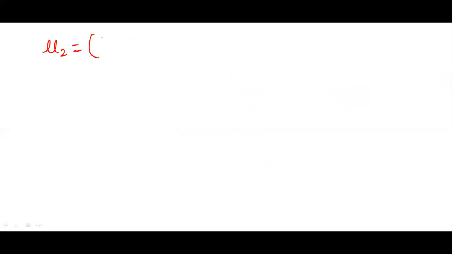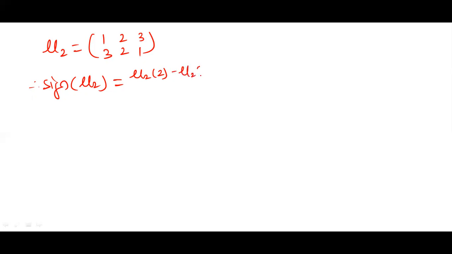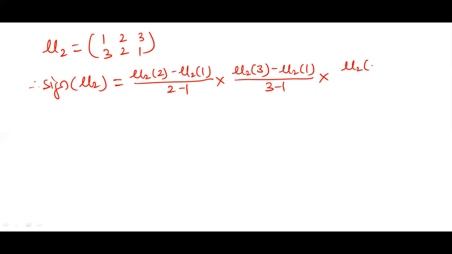Signature of mu2 is: mu2 is a permutation in which 2 maps to 2, 1 maps to 3 and 3 maps to 1. Therefore signature of mu2 is equal to mu2 of 2 minus mu2 of 1 divided by 2 minus 1, mu2 of 3 minus mu2 of 1 divided by 3 minus 1, mu2 of 3 minus mu2 of 2 divided by 3 minus 2.